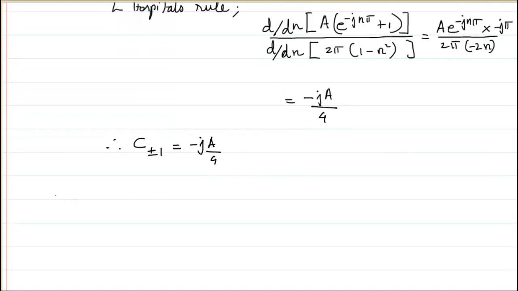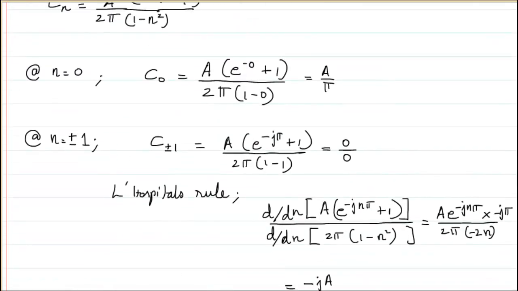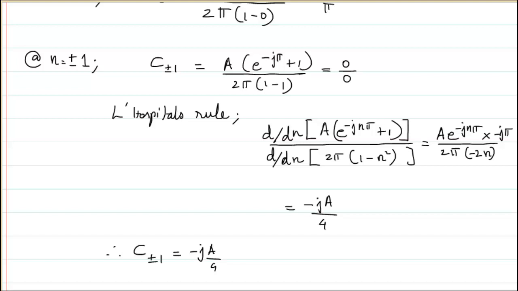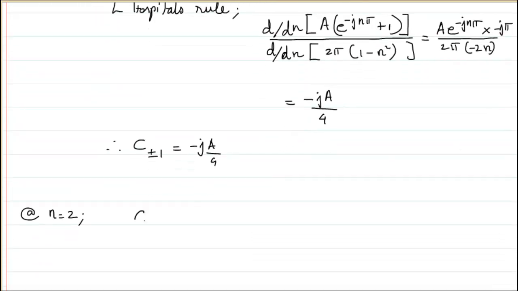Similarly, next I can find out at n is equal to 2 what is going to happen. At n is equal to 2, again if I look at this equation and substitute 2, then I will get C of plus minus 2. I told you that I can always take plus minus 2. Either you take plus or minus 2, no problem.